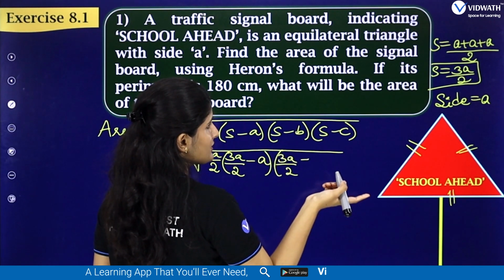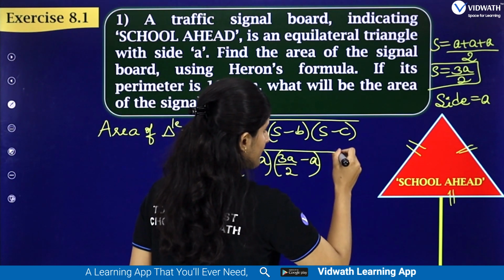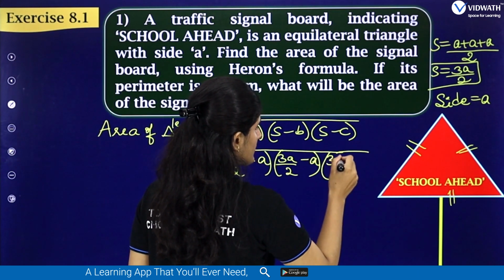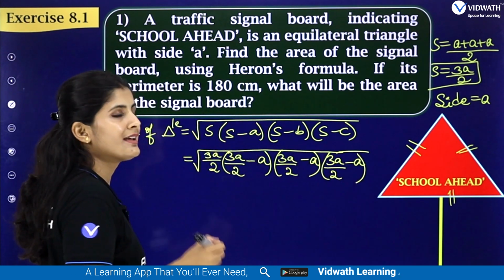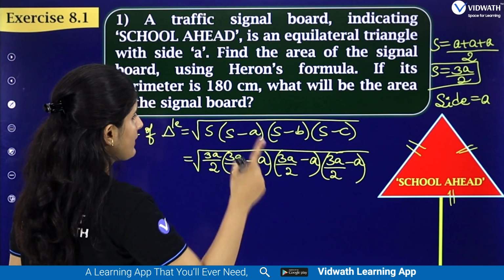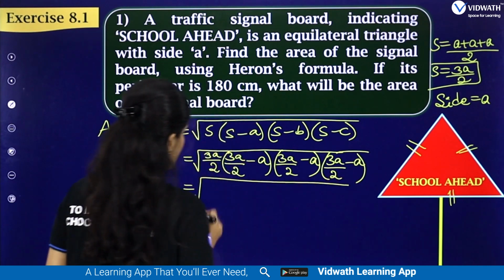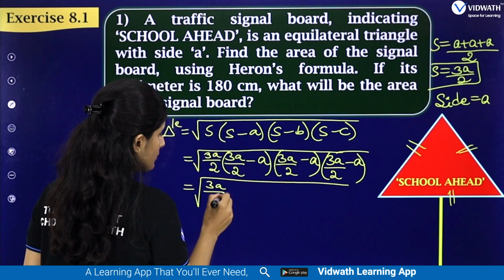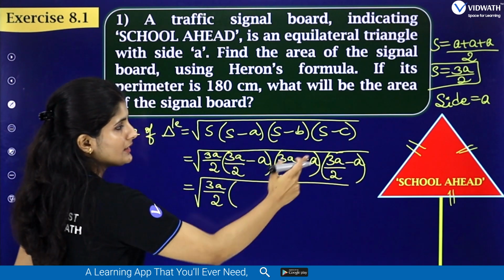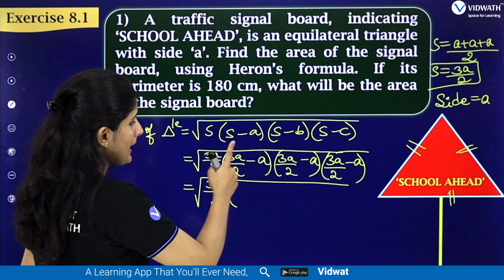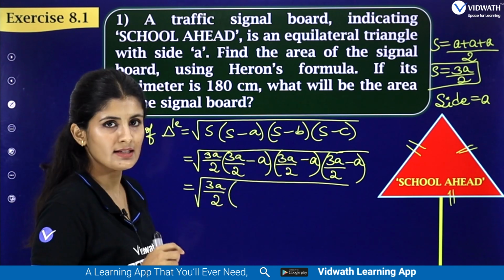B is the second side of the triangle, and since this is an equilateral triangle, B is also equal to A. And S minus C is given to us by 3A by 2 minus A again, since the given triangle is an equilateral triangle and therefore all its sides are equal, is equal to square root of 3A by 2 into, look at the three terms here. Aren't all these three terms the same? 3A by 2 minus A, 3A by 2 minus A into 3A by 2 minus A.